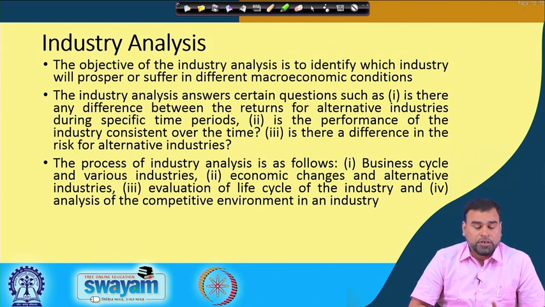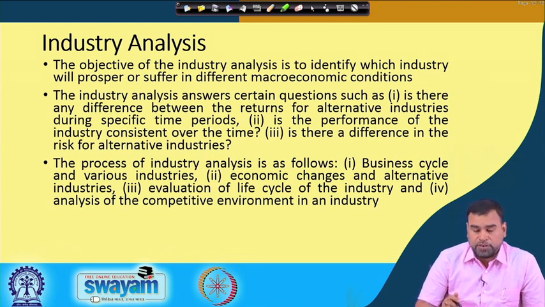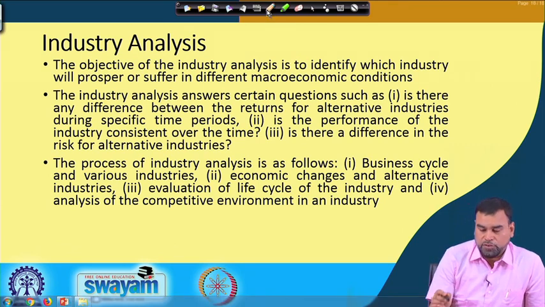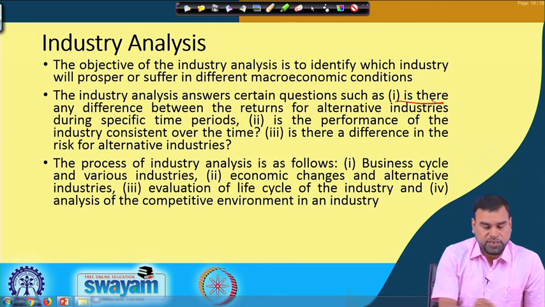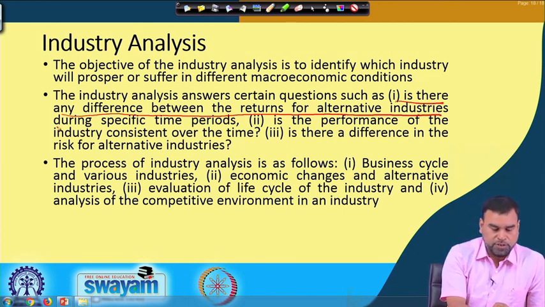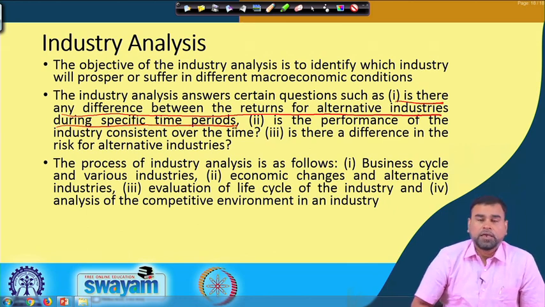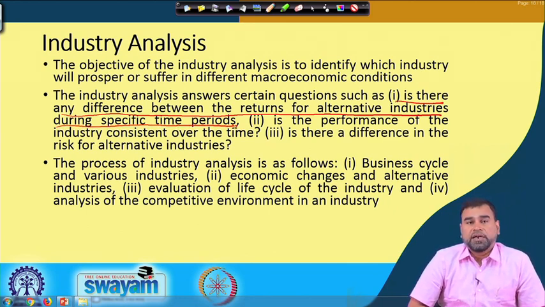So, industry analysis answers certain questions. What particular questions are they trying to answer? Is there any difference between the returns for alternative industries during specific time periods? If you see these questions, that will give you a clear-cut idea. That means, in a particular time period, is it possible that different industries will give different types of returns, or different prospects are available in different industries?